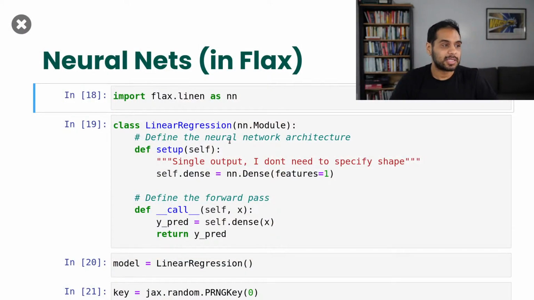So in Flax, which is the neural network framework we're going to be using, this is how you define a linear regression of the same form that we had just shown before. What you do is you create a class, you subclass the neural network module. In the setup call pattern of Flax, you define your architecture right here, and then you define your actual computation in this block down below.